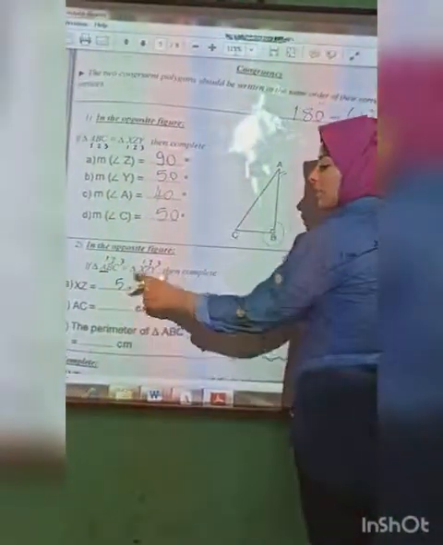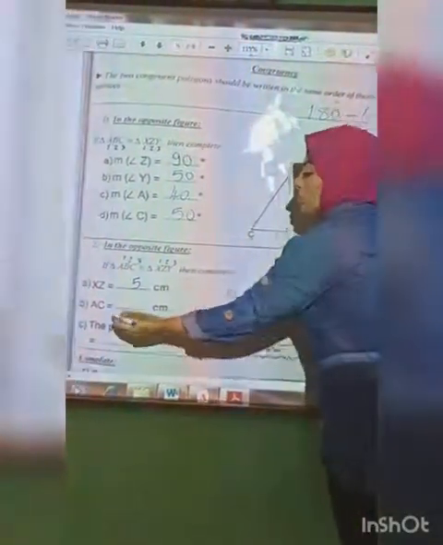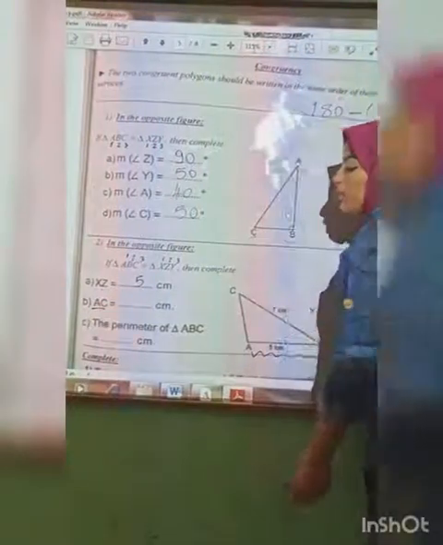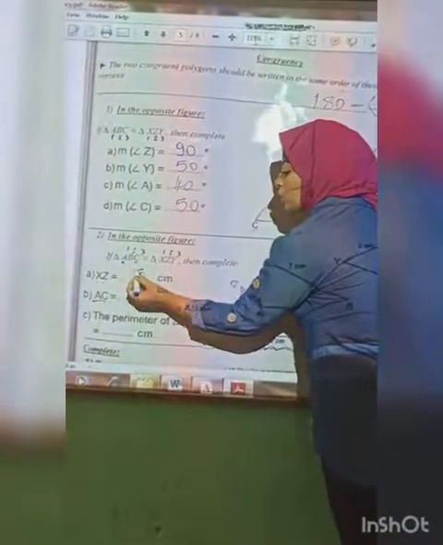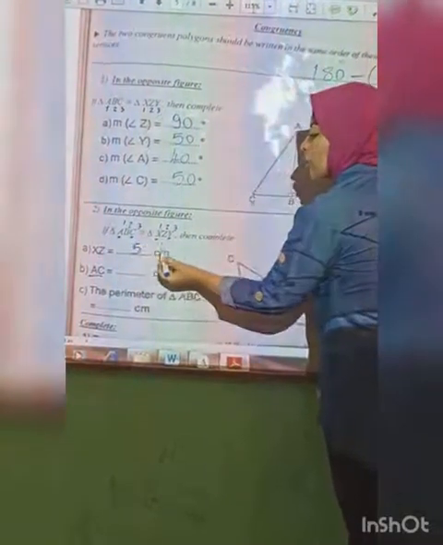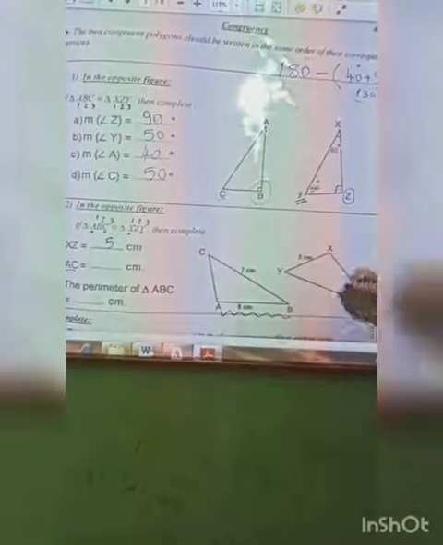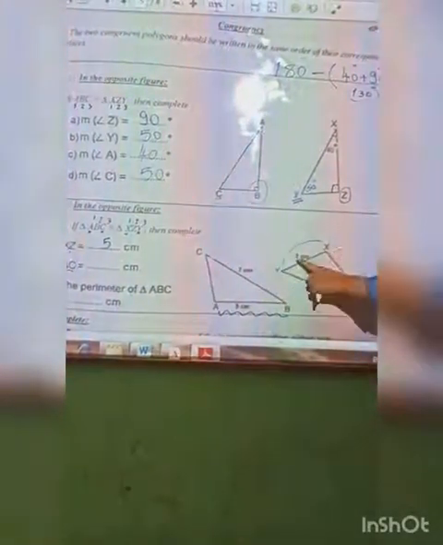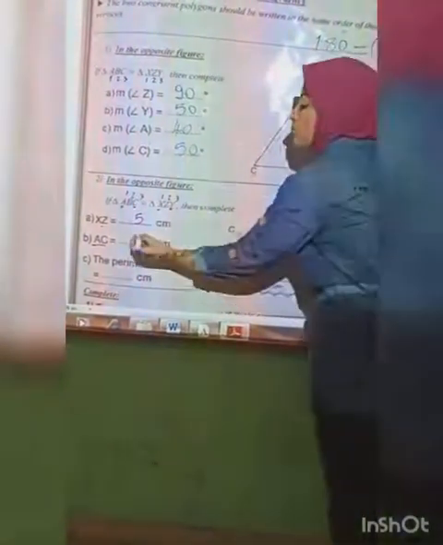Now we'll take the second question. Number B. I want to know AC equals how many centimeters? We look at the numbers. AC, which is 1 and 3. So I will take 1 and 3. AC is congruent to XY. Where is XY here? XY here is 3 centimeters. AC is congruent to XY, then AC equals 3 centimeters.